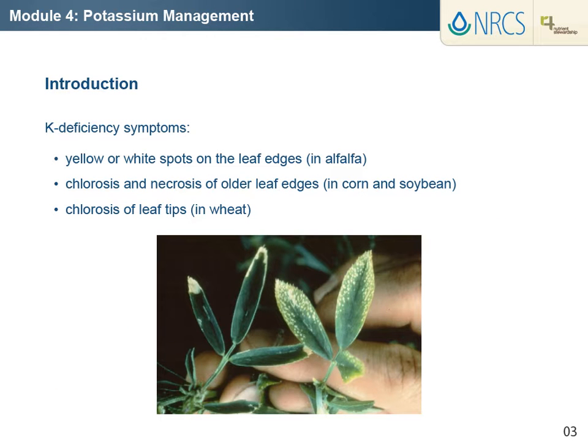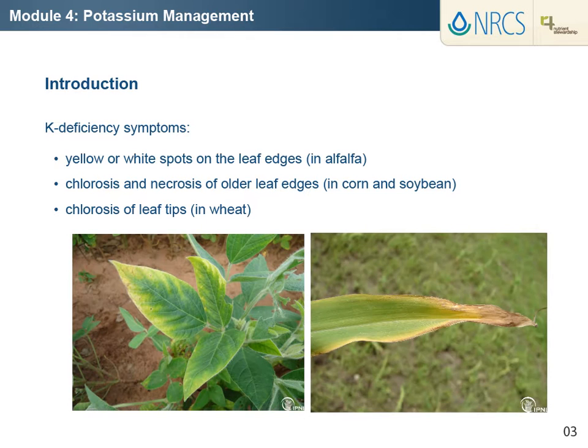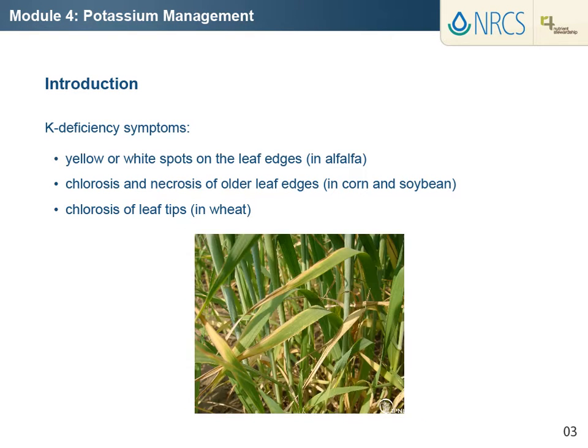Typical potassium deficiency symptoms develop first in the older leaves and may consist of yellow or white spots on the leaf edges, as in alfalfa, for example, chlorosis and necrosis of the leaf edges, as in corn and soybean, and chlorosis of leaf tips, like in wheat.